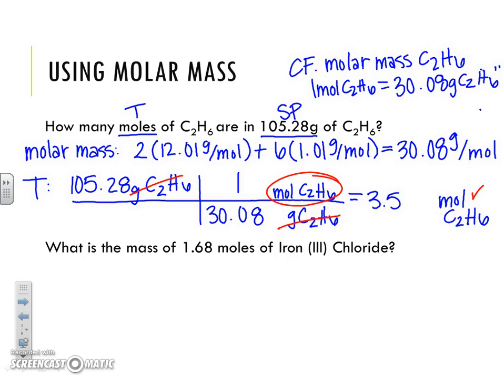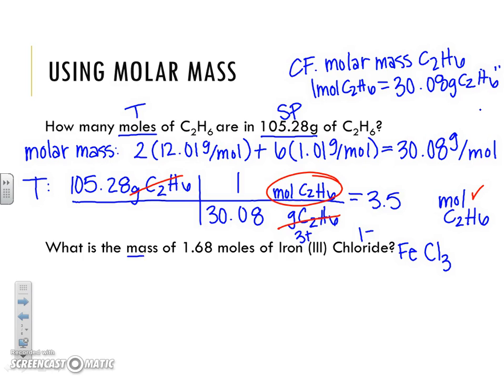We have iron 3. Iron is Fe, and it has a charge of positive 3. Chlorine is Cl. Chlorine is a halogen with a charge of -1. And so we know that we're going to need 3 chlorides in order for that to be a balanced neutral compound. So the formula for iron 3 chloride is FeCl3. Now we can start thinking about trying to solve this problem.